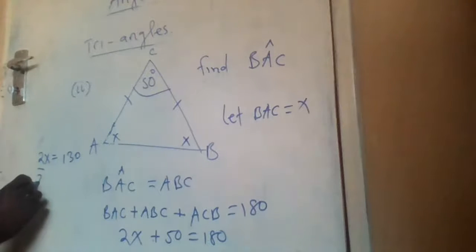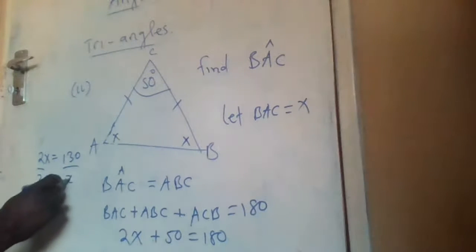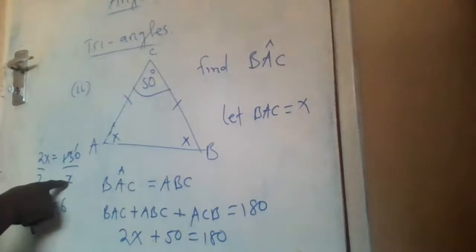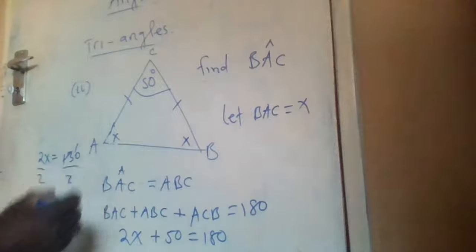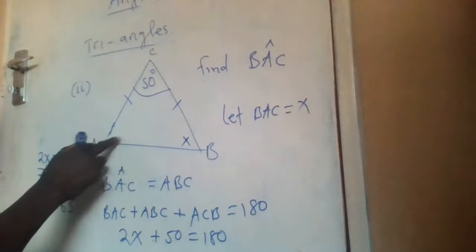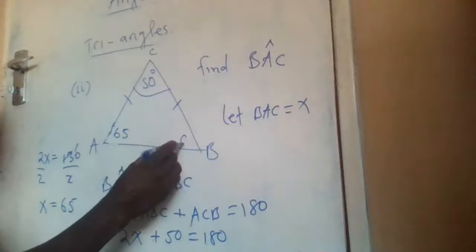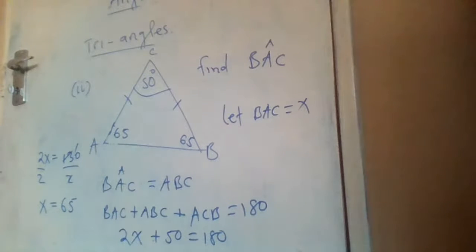Finding the value of x, we divide by 2. 2 into 13 is 6, remainder 1; 2 into 10 is 5. So the angle here is 65, and the angle here is 65. Of course, this is just one way of demonstrating.